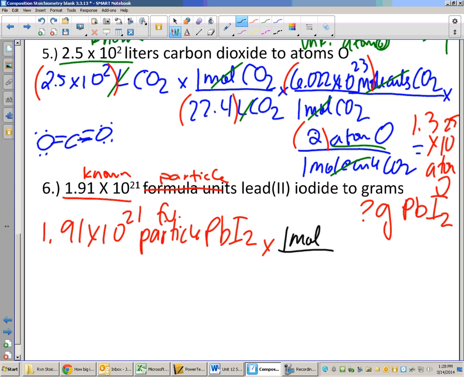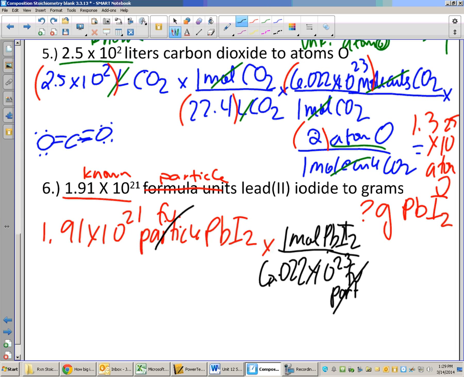1 mole over Avogadro's number, 6.02 times 10 to the 23rd. I'm going to put formula unit or particle here. Either way, your answer will come out good. So particle, formula units are gone. I'm in moles of lead II iodide. What's my last step? Right, moles to grams, which is your molar mass, right? So I need to get moles gone, so I have to put them on the bottom. 1 mole of lead II iodide has a mass of, back to the drawing board.